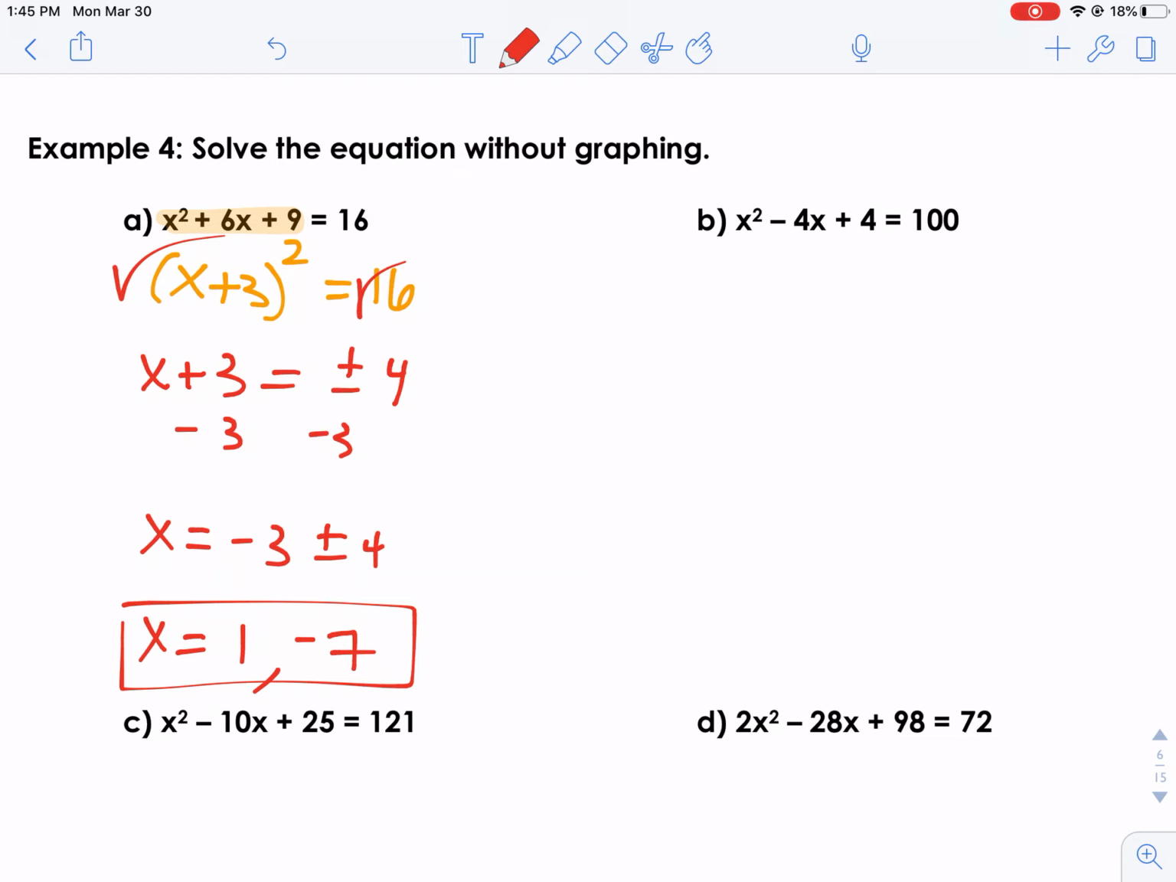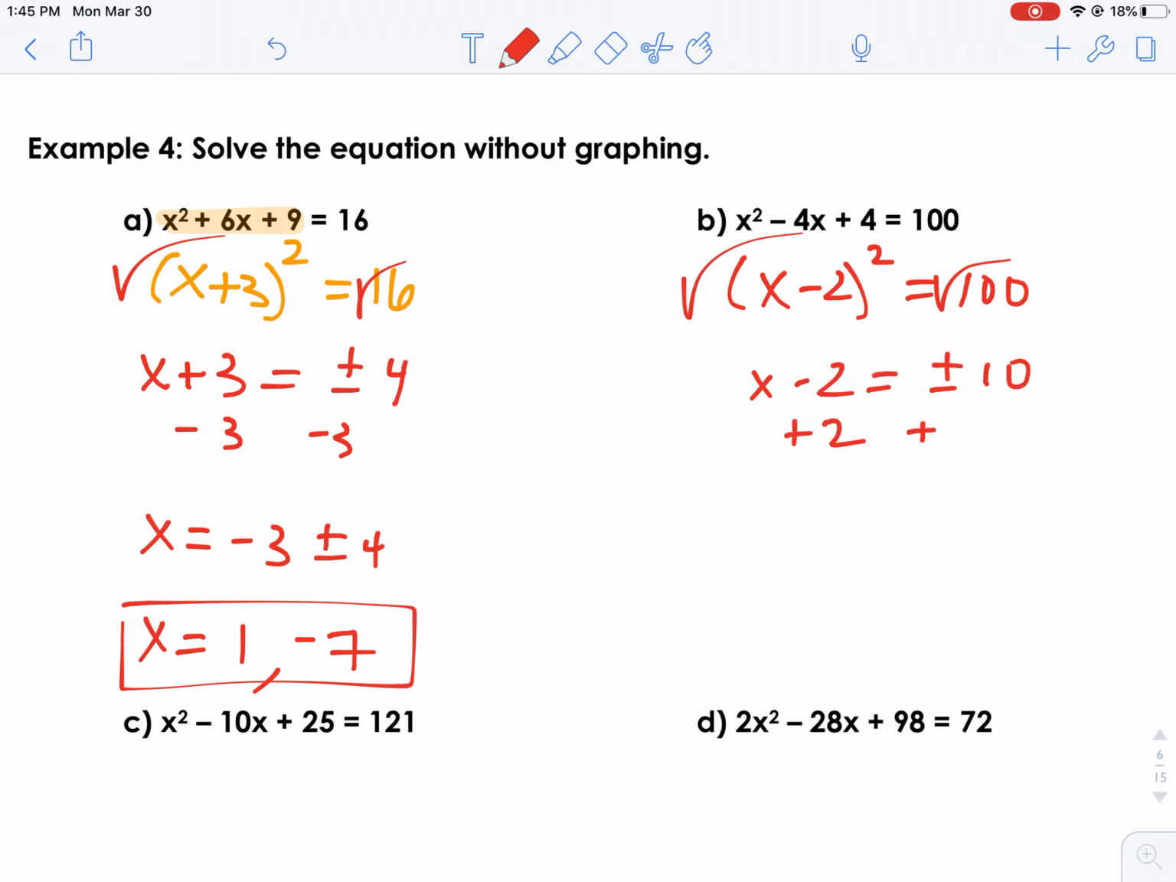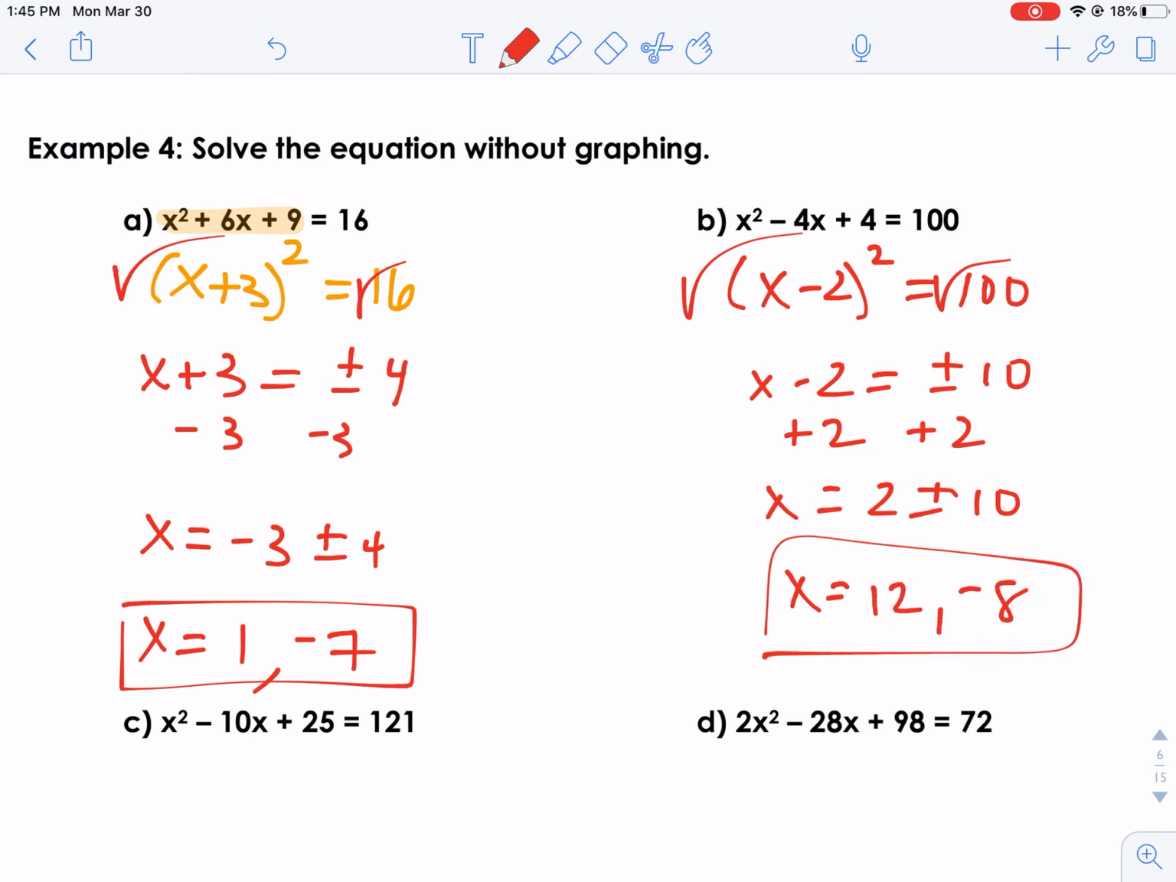Okay. For B, again, this is going to factor perfectly into the quantity x minus 2 squared. We can take the square root of both sides. That gives us x minus 2 equals plus or minus 10. Add 2 to both sides. We would get 2 plus or minus 10. And again, this is one we can just do. 2 plus 10 is 12. 2 minus 10 is negative 8. And those are our 2 exact answers.